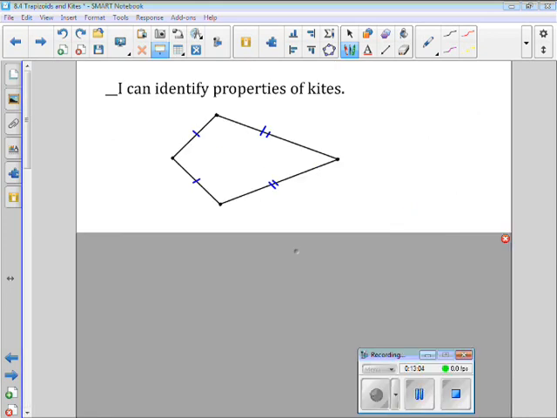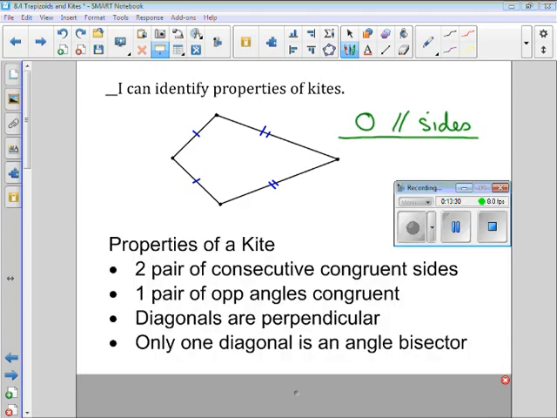All right, we're moving into kites now. Now, kites are quadrilaterals, four-sided figures, and they have some properties. As you can see, I have two consecutive sides that are congruent, but they're not all congruent to each other, right? And it's not opposite sides that are congruent. That's not at all. It happens to be two pairs of consecutive sides that are congruent. But most importantly, this has 0 parallel sides.